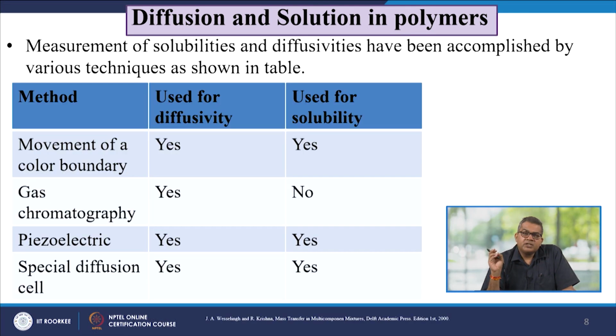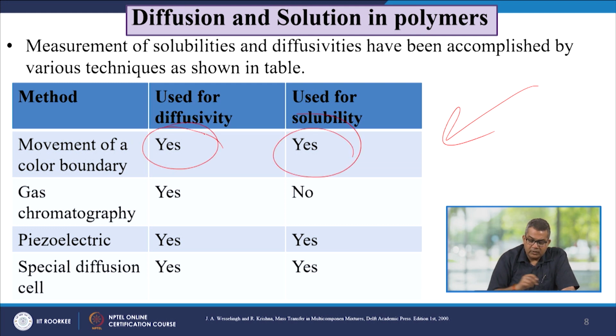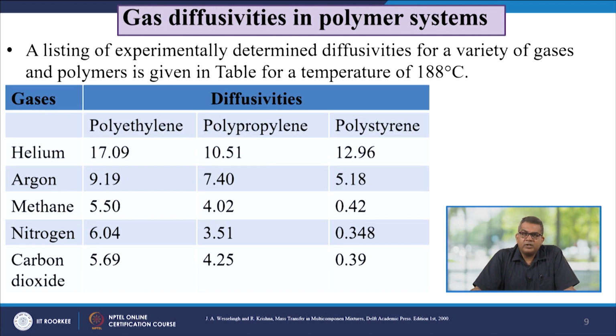Now, the measurement of solubilities and diffusivities has been accomplished by various techniques, which we have represented here. There are different methods for measurement, like movement of a color boundary, which we can use for diffusivity as well as for solubilities. Gas chromatography we can use for diffusivity, but we cannot use it for solubility. Apart from this, the piezoelectric method can be used for both purposes, and special diffusion cells can also be utilized for both diffusivity and solubility.